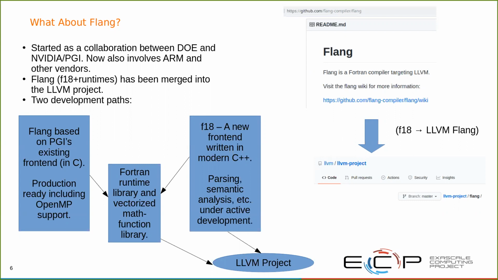And then there's also a part of the project called F18, which produces a new modern front end for Fortran written in modern C++. Parsing, semantic analysis, all these kinds of things. And this is now part of the LLVM project. So the LLVM project has Flang inside of it, and is being developed by a community that is putting code as it's being developed into that part of the LLVM project. And so eventually the LLVM project will have a production quality Fortran front end to go along with Clang and the other pieces of the project.